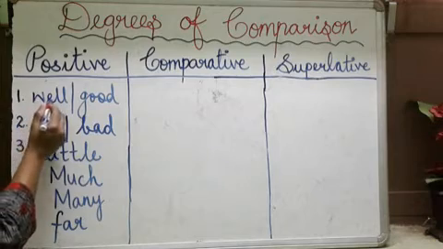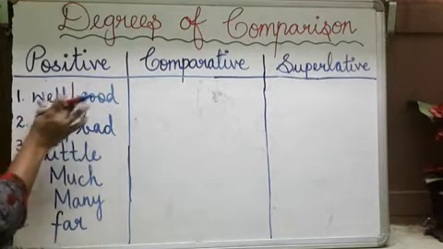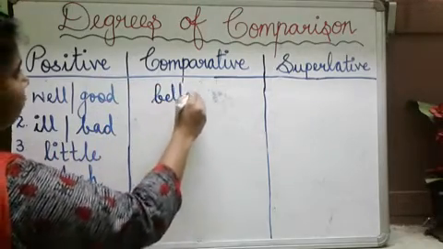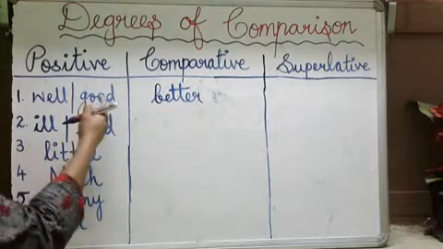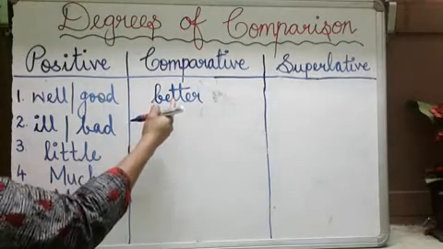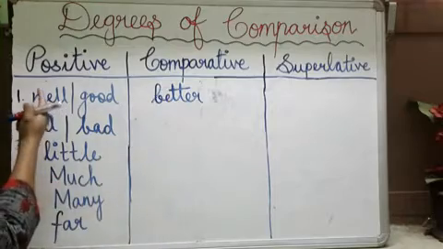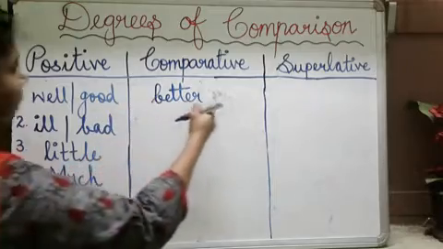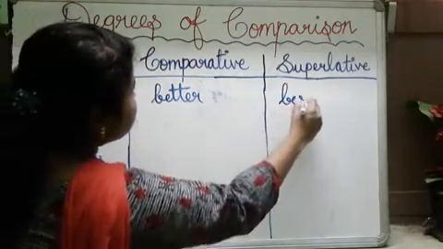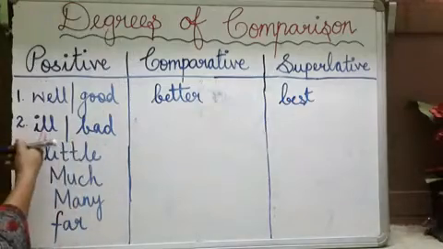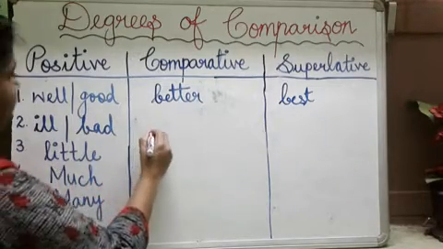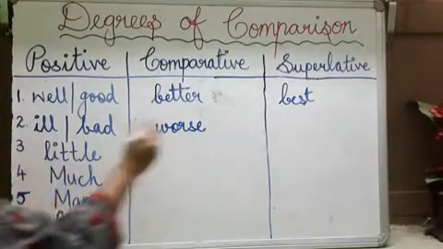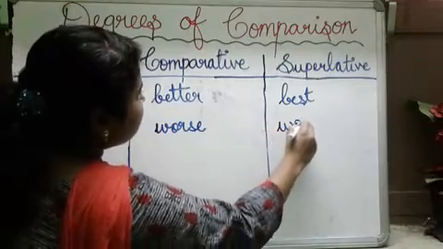Now see here, for well and good, for both these words, for the comparative form you will use better. Good, positive degree, and comparative degree will change into better. Similarly, when well comes, use this better only for comparative. And for superlative we will use best. Then for ill and bad both, the comparative degree is worse. And for superlative we will use worst.